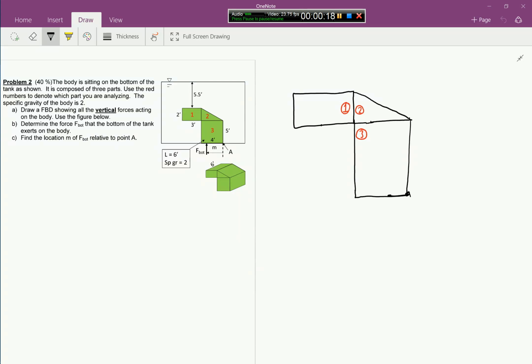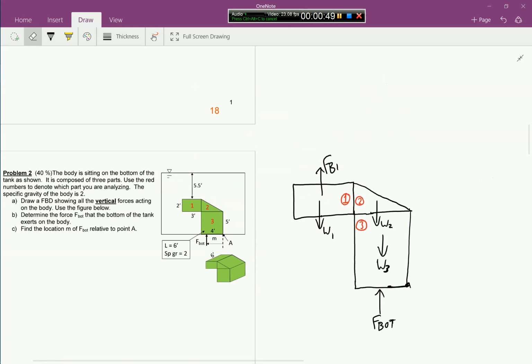Whenever we have a problem like this, we always need to include the weights of each one of these different pieces of this body. Also, we'll have a force on the bottom that the tank exerts onto this body. And then we will have a buoyant force on one because it's submerged but it doesn't touch the bottom of the tank. And then finally we'll have a two-part force.